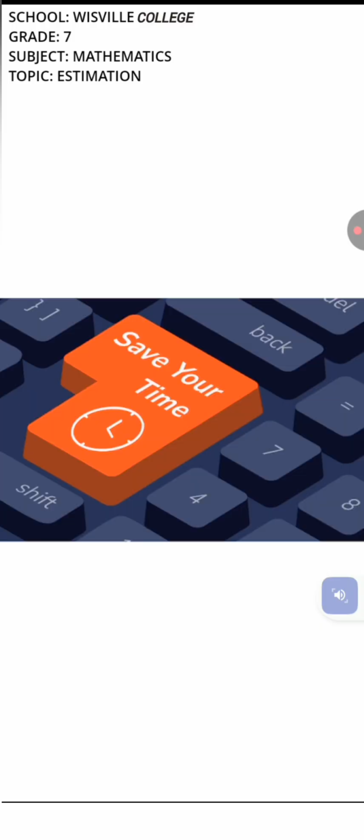So why do we estimate? Like I said before, to save time. It helps us think fast. It saves time because without you going back to the house to carry your tape to come and do the measurement, you can as well look for a way forward, to go about things. Do you understand?